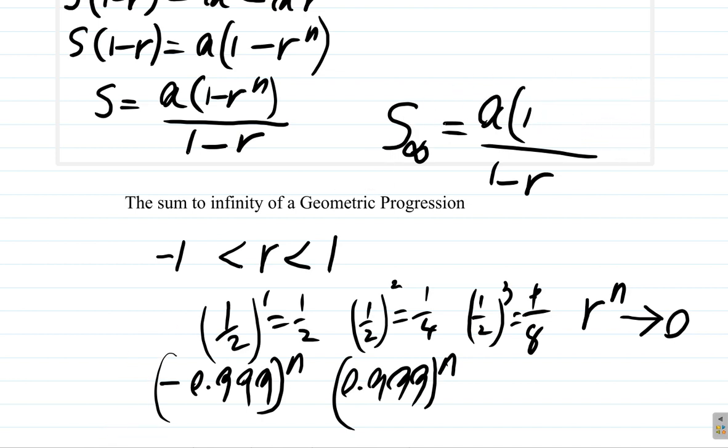So I could write this as a times 1. But what is a times 1? a times 1 is just a. So it is a divided by 1 minus r. So the sum to infinity of a geometric progression is a divided by 1 minus r.